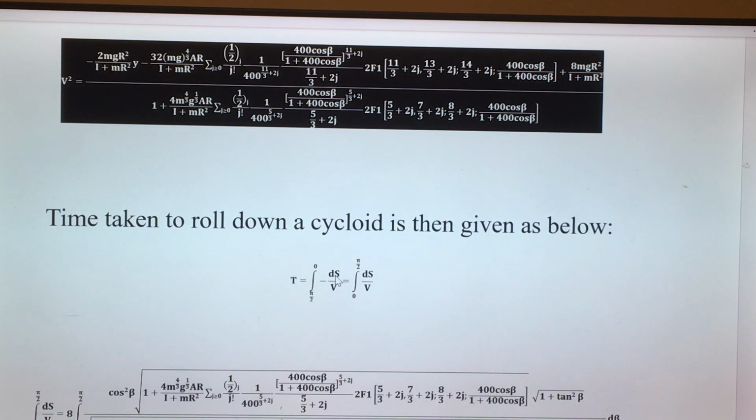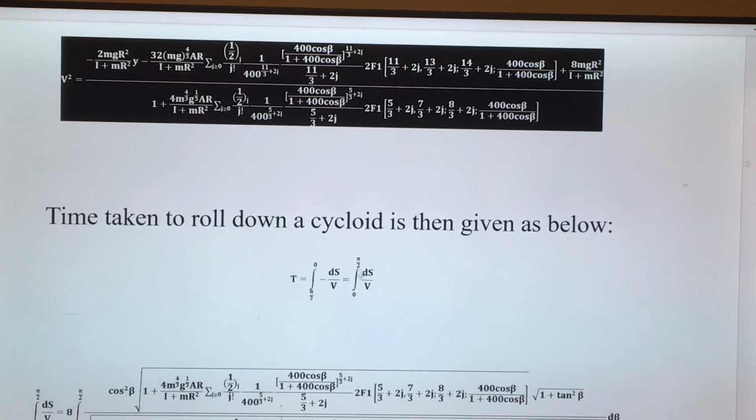ds is positive. But when you put 1 plus dy over dx whole square, then you get a negative sign here. This negative sign changes the limits. ds is positive as I took before. But when you further expand it in terms of the differentials, dx, 1 plus square root of 1 plus dy by dx whole square dx, you get a negative sign here, which eventually changes 0 to pi by 2.